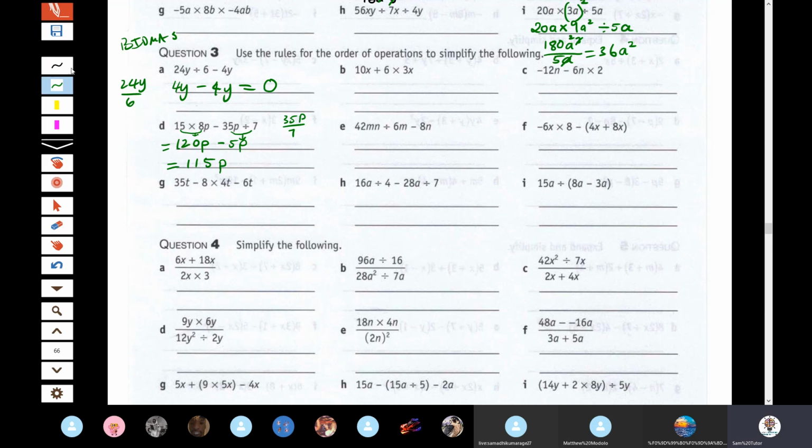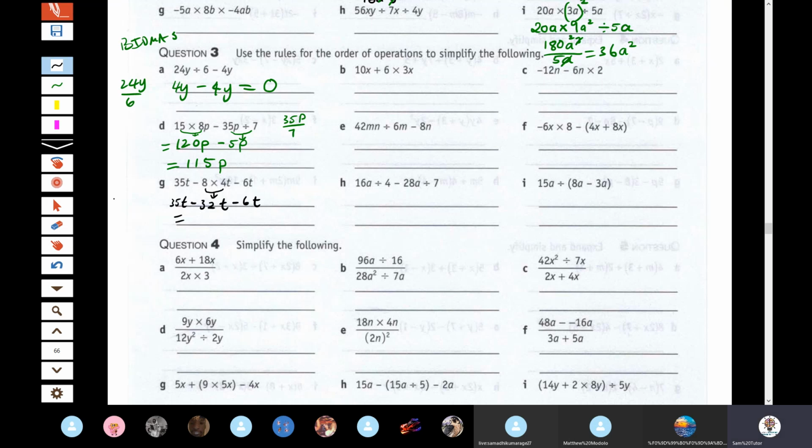All right. Last one. 35t take away 8 times 4t take away 6t. Okay, so the only thing I've got to do before I can do all these subtractions is 8 times 4. 8 times 4t is 8 times 4 is 32t. And then all you've got left is what? 35t minus 32t minus 6t.